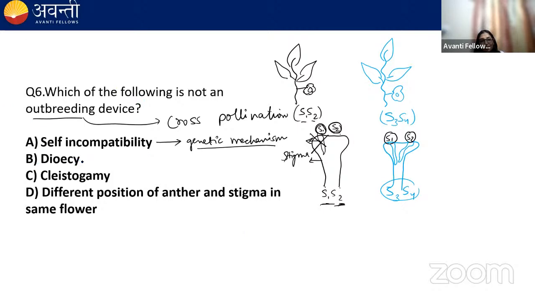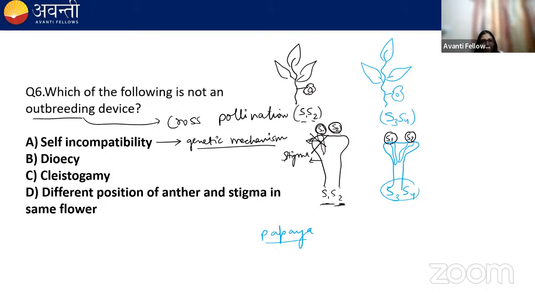Now the second one says dioecious. Dioecious condition, you can see in papaya. Papaya plants are unisexual, beta. The male and the female plants are different. So dioecious is the condition where we can prevent self-pollination or autogamy. Cleistogamy, when the flower does not open at all, that means the stigma and the pollen of the flower are present in close proximity of each other. And the flower is not opening, so the only possible way for the plant to set seed is self-pollination. And self-pollination leads to inbreeding depression. To avoid all this inbreeding depression, we prefer cross-pollination or outbreeding.